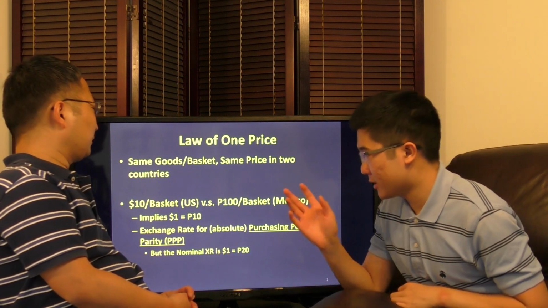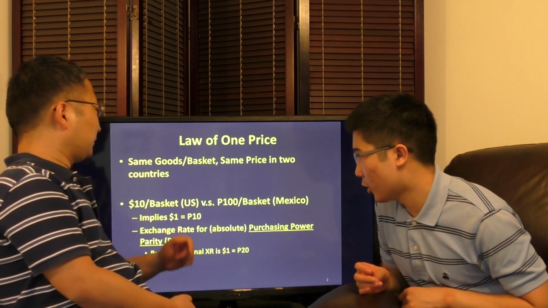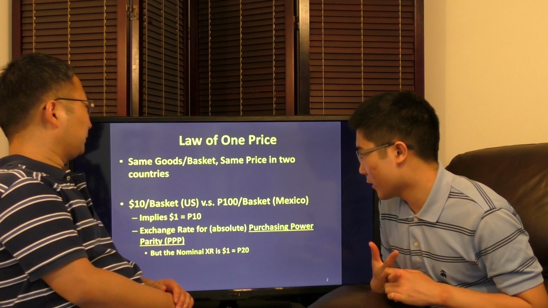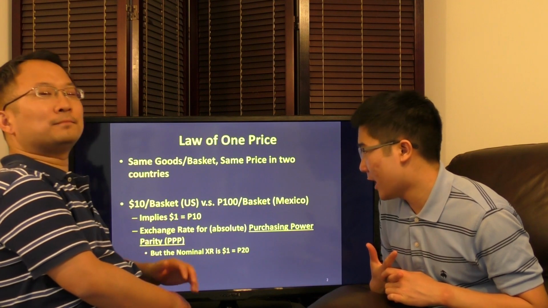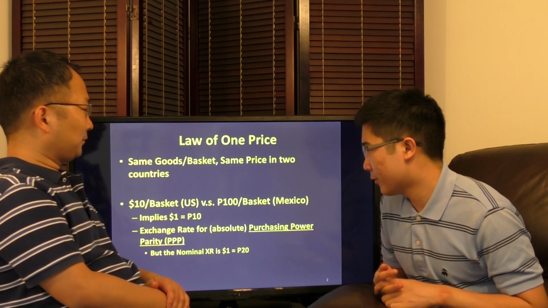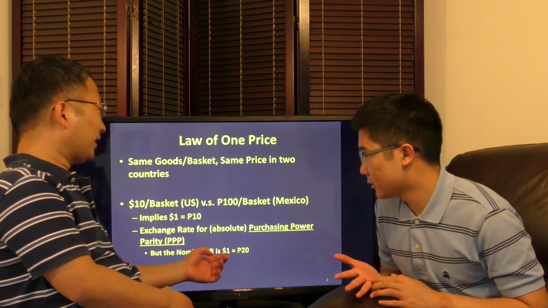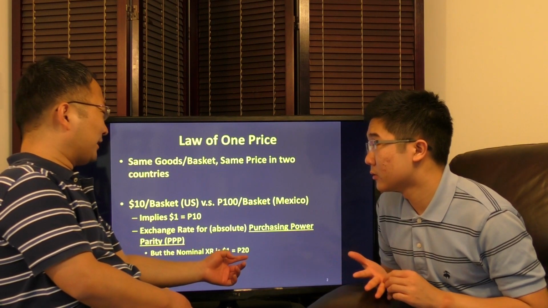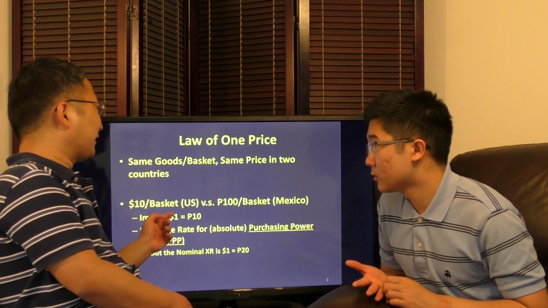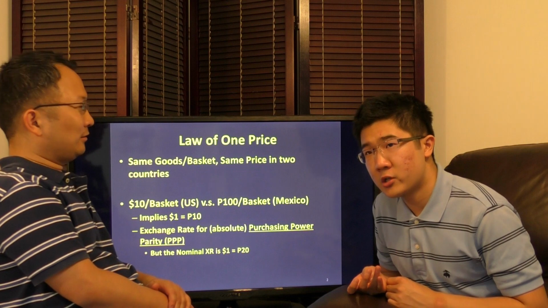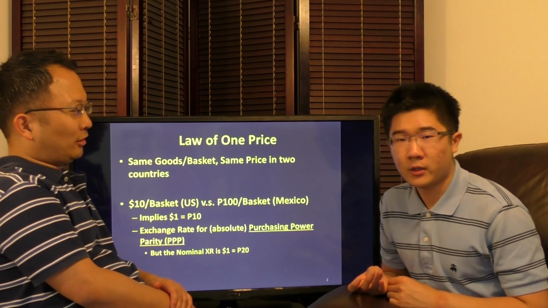So this implies that our exchange rate is 10 pesos for a dollar. And so for our absolute purchasing power parity, our exchange rate is 1 for 10. But the nominal exchange rate in real life is 1 for 20. In 2019, right now, yes, $1 is 20 pesos. Unfortunately, it's not the law of one price. So this just goes to show that the real exchange rate in real life is not 1.